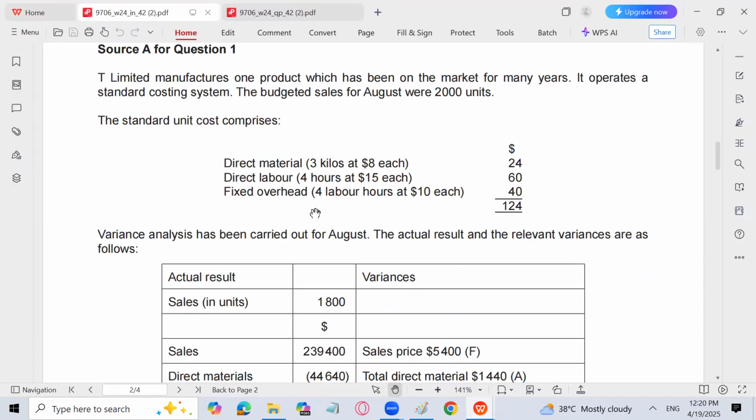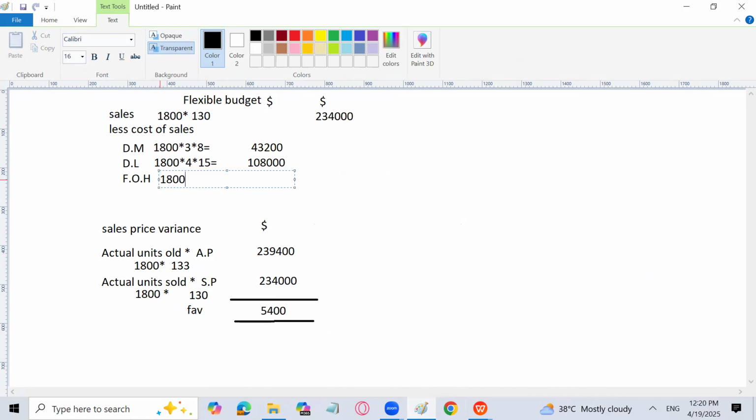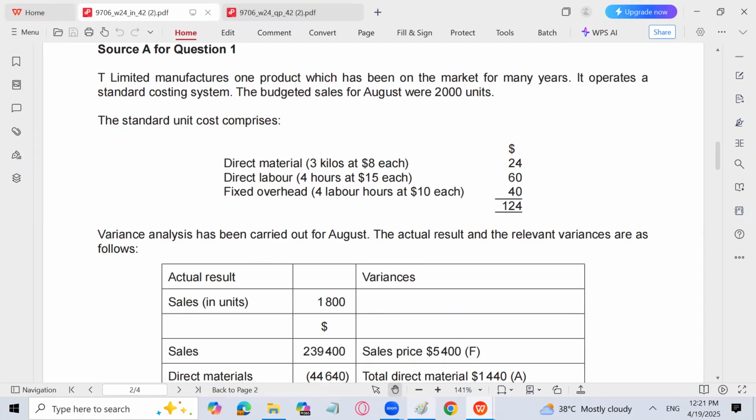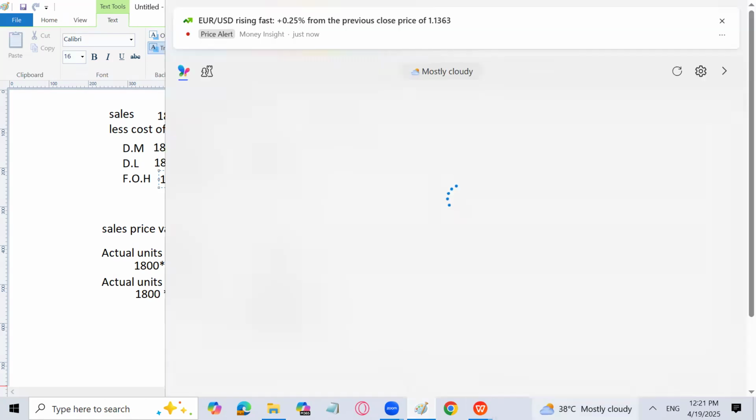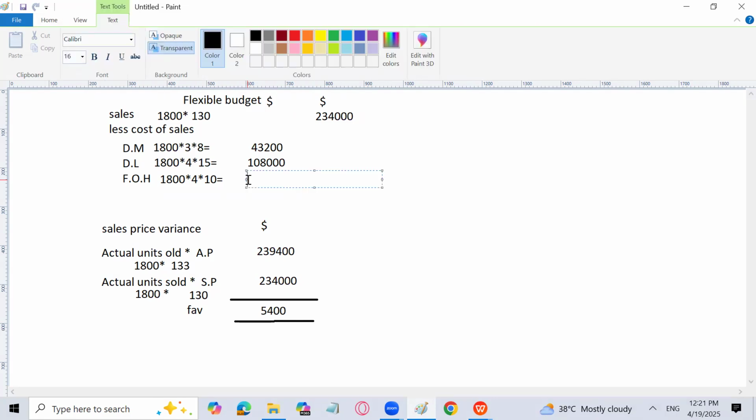Now factory overheads. That is going to be 4 labor hours at the rate of 10 each for factory overheads. So 1800, obviously labor hours are used to absorb overheads, into 4 and into 10. The standard rate for overhead absorption rate is 10. So 1800 into 4 into 10. So that will be the amount for the overhead cost. Let me calculate it. 1800 into 4 is 7200, and into 10, that is going to be 72,000.